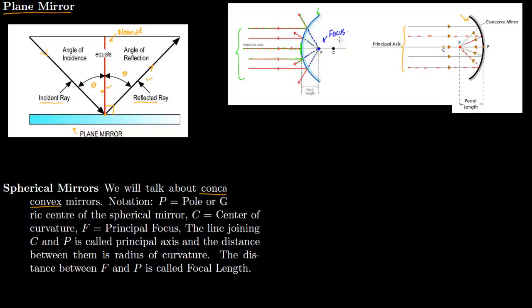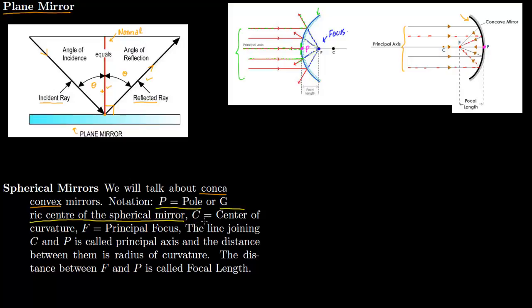Now let us focus on some notation. So the notation is that P is the pole or the geometric center of the spherical mirror. So let us just mark P right now. For the convex mirror, this P is right here. For the concave mirror, this P is right here. So this is the center of the mirror.